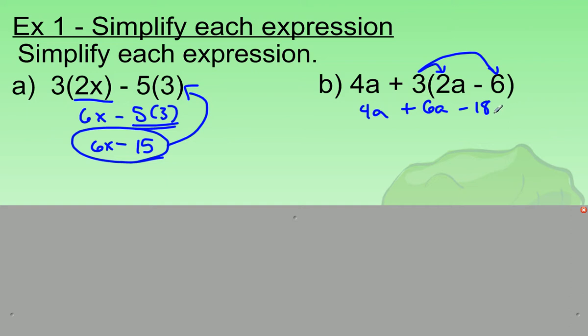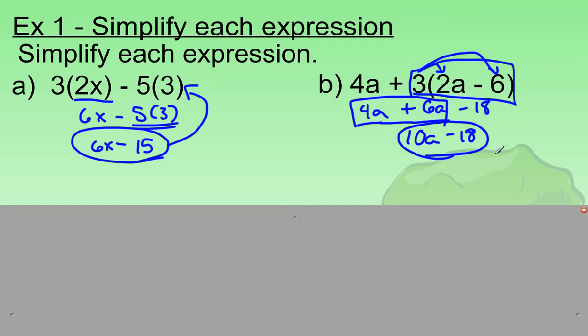Already this looks a little bit simpler than it did before. Now, I can do a little bit more. I can combine this 4a and this 6a. 4a plus 6a is 10a. And that does not simplify anymore, so that would be done. I combined like terms here. I distributed here. That is simplifying.